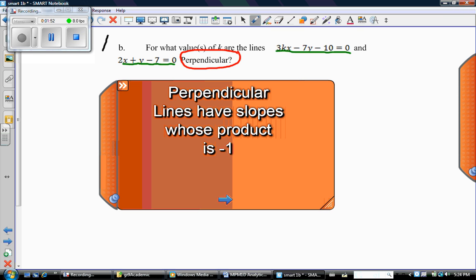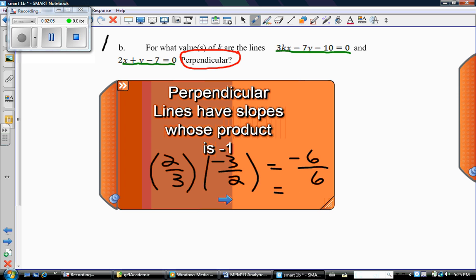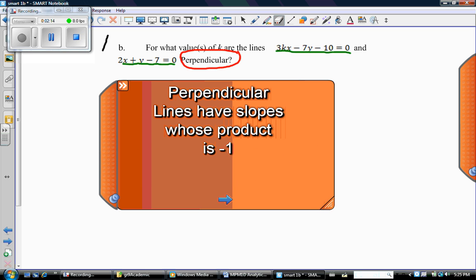For example, if we take the two slopes we just talked about, 2/3 and -3/2, if I multiply them together, I'm going to get -6/6, which is, of course, -1. So that's another way of thinking about perpendicular lines, and it's important that you know both methods.